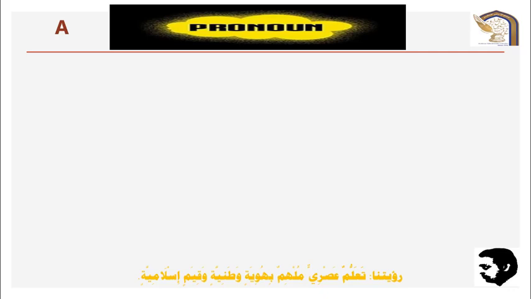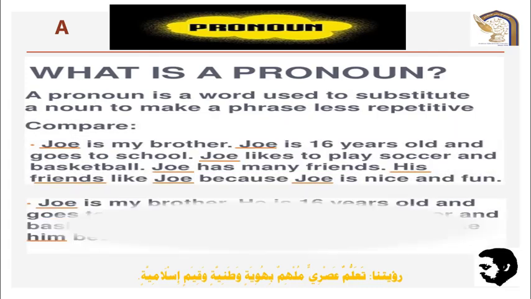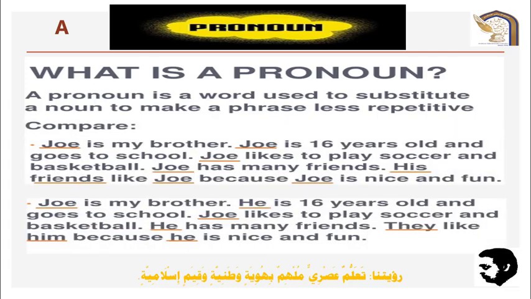Pronouns. What is a pronoun? A pronoun is a word used to substitute a noun to make a phrase less repetitive. Compare these two paragraphs. Joe is my brother. Joe is 16 years old and goes to school. Joe likes to play soccer and basketball. Joe has many friends. His friends like Joe because Joe is nice and fun. That was the first paragraph.